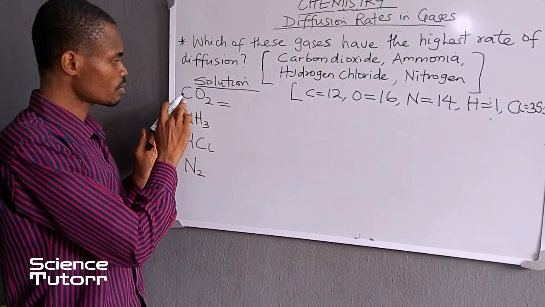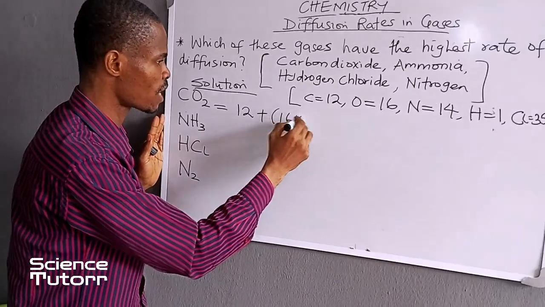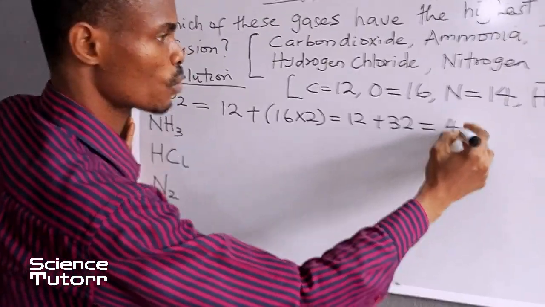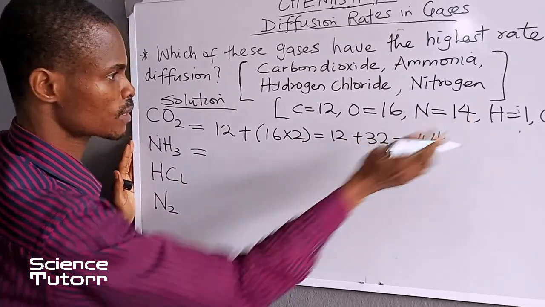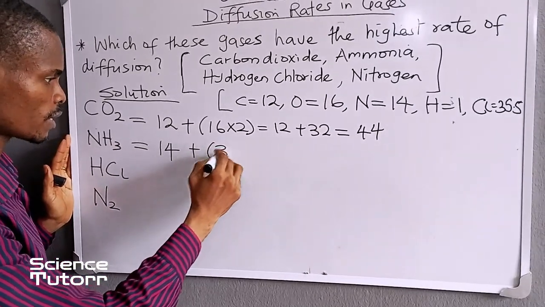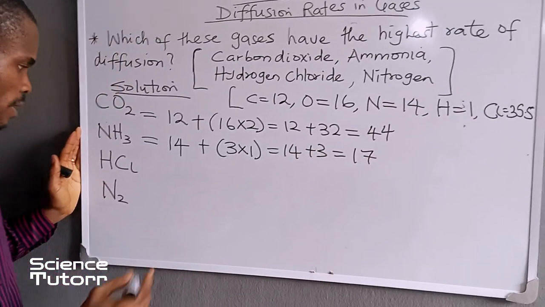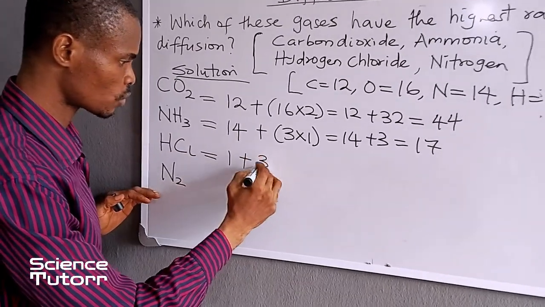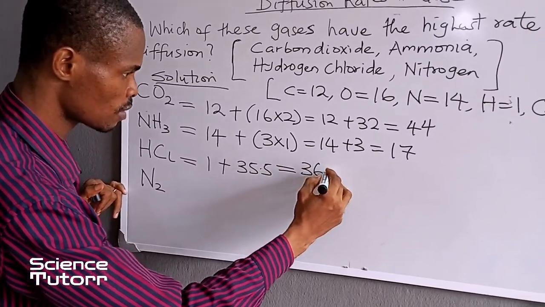For CO2, we have carbon which is 12 plus oxygen, which is 16, and we have 2 of it. So that makes 12 plus 32, which gives us 44. The next is ammonia: 14 for one N plus 3 times 1 for hydrogen, which makes 14 plus 3, giving us 17. The next is hydrogen chloride: hydrogen is 1 plus chlorine 35.5, so adding both, we have 36.5.